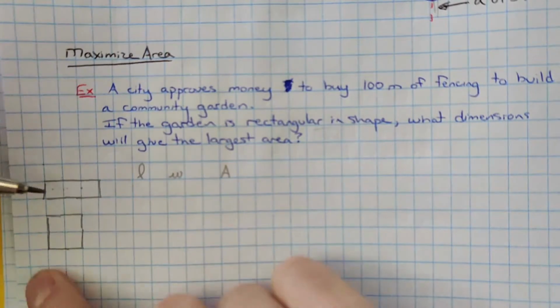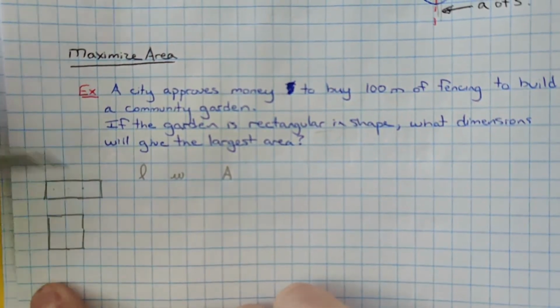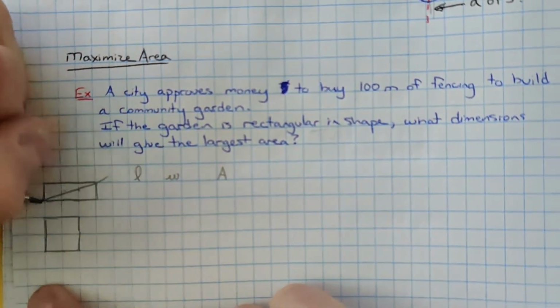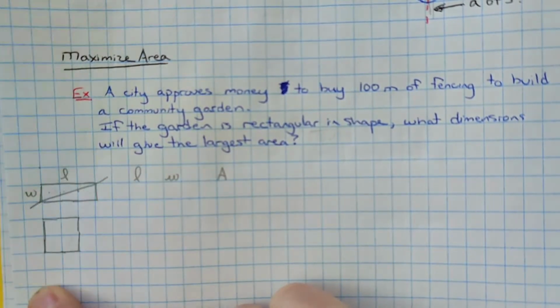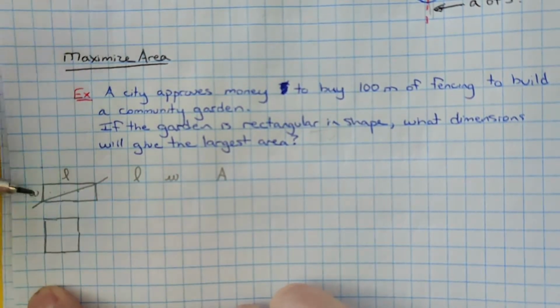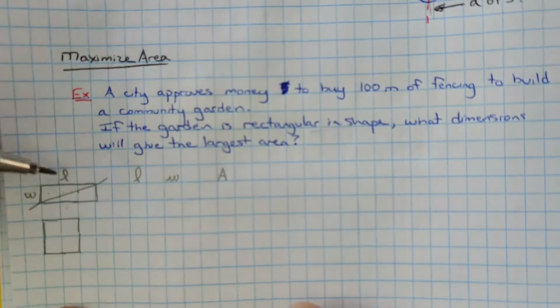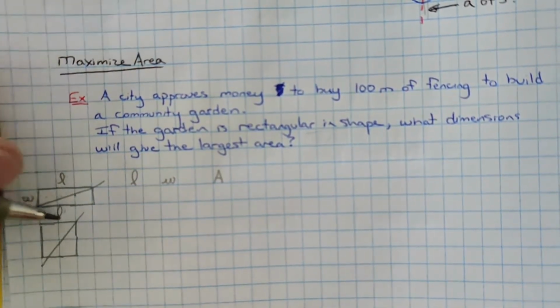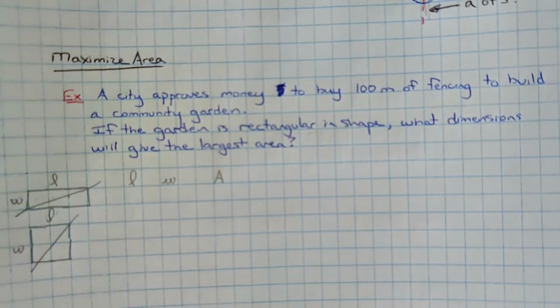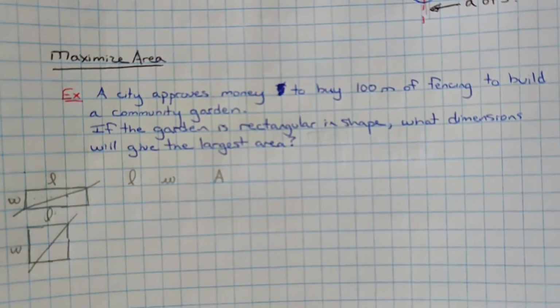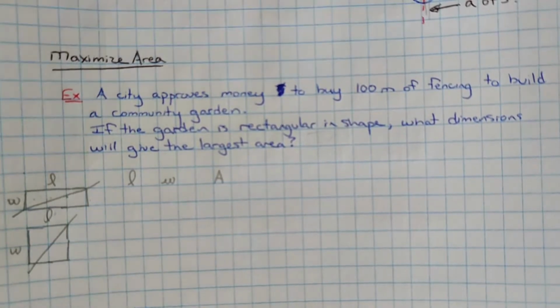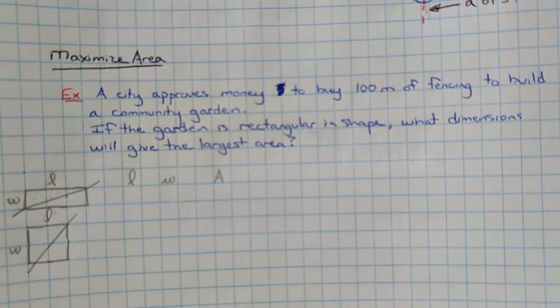Well, here's 8 meters of fencing. The length and the width, there's 2 widths, there's 2 lengths, so half of it only hits half the rectangle. Length and width, it's only half the rectangle. So the width and length have to add up to 4 in this case, even though we had 8 meters of fencing. So in this case, the length and width have to add up to half of 100.